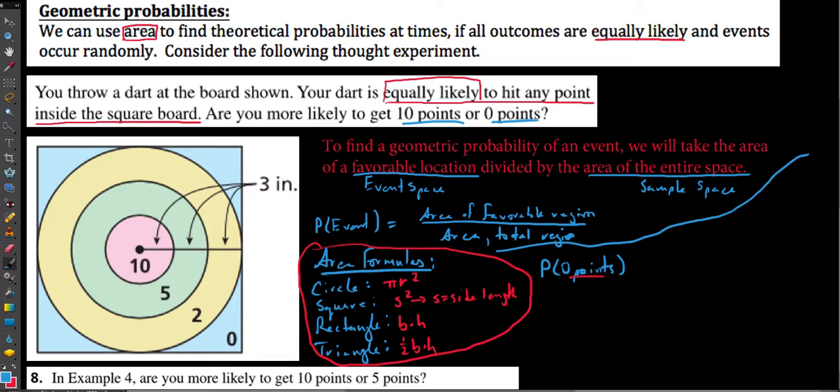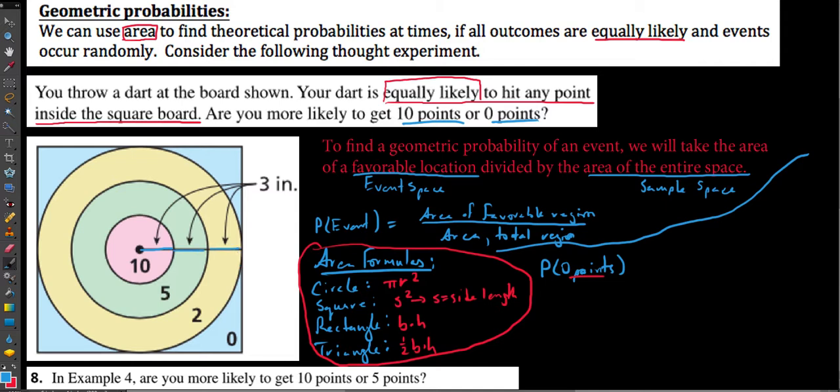So there are some things that I'm going to need to know, specifically the area of the total region, and then the area of just the 0 point region right here. So when we look at the area of the total region, the very first thing I want you to consider is that each of these, according to this problem here, is 3 inches.